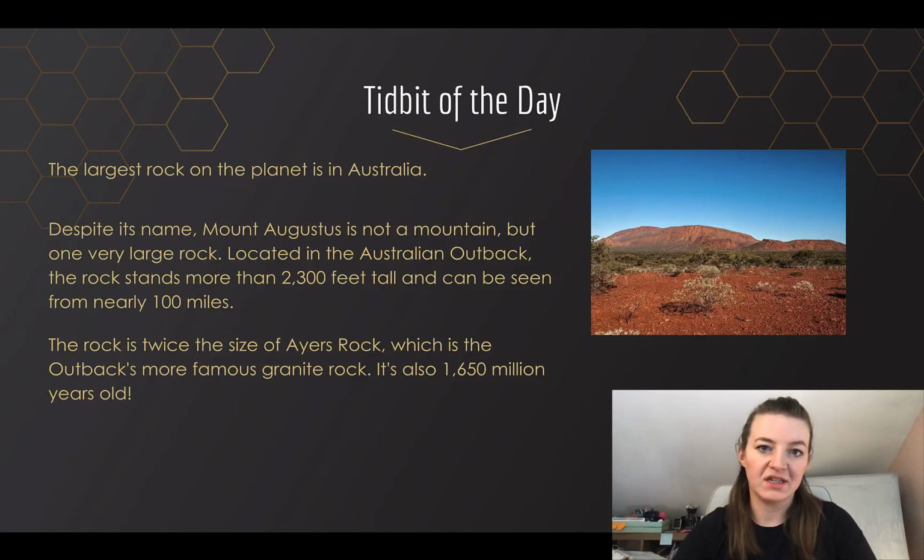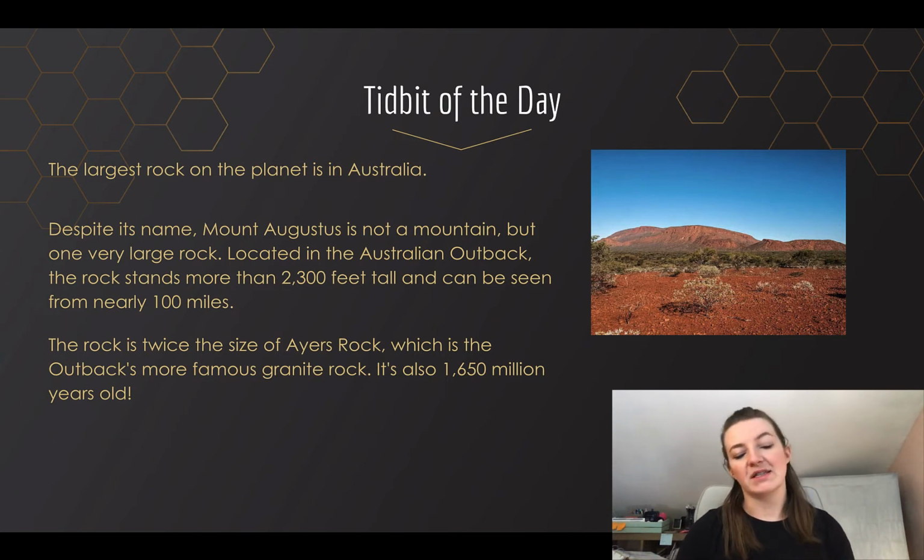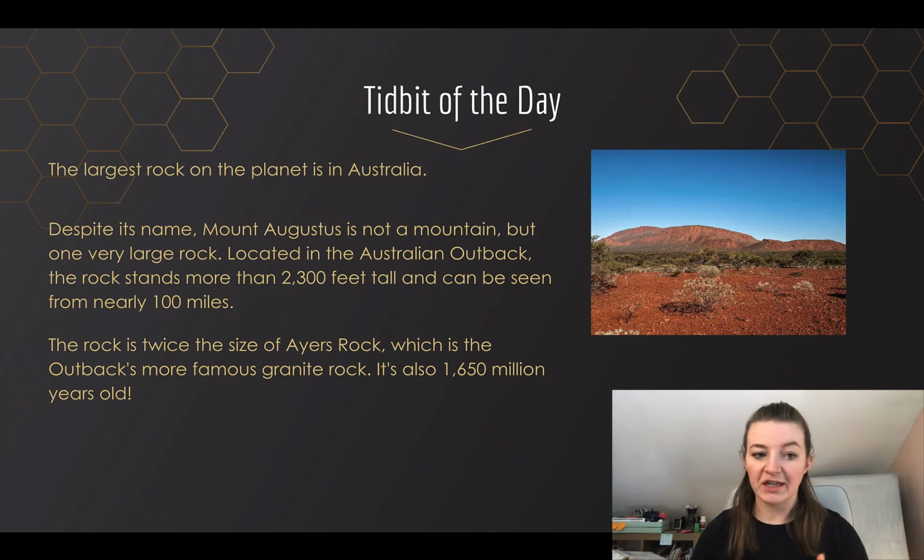Our tidbit of the day is that the largest rock on the planet is in Australia. It's actually Mount Augustus, but that's not really a mountain. It's one very huge rock, and it's located in the Australian outback. It stands more than 2,300 feet tall and can be seen from nearly 100 miles away.